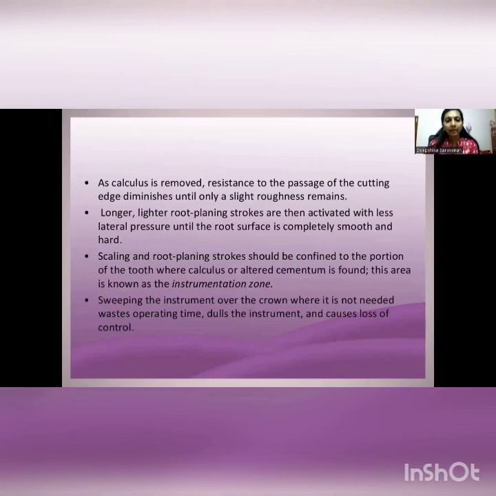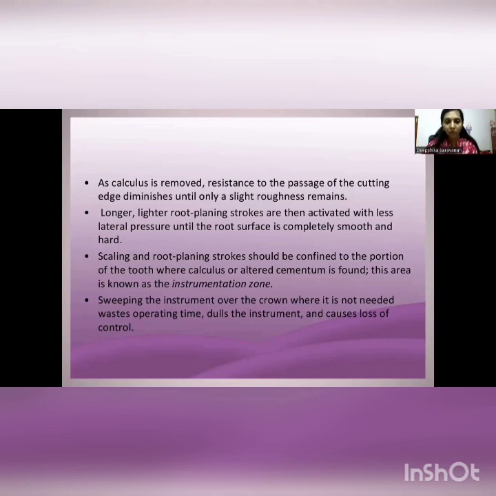Small files may be inserted to the base to crush the deposits, but it's easier to remove them with a curette. As calculus is removed, the resistance to the passage of the cutting edge diminishes. So longer, lighter root planing strokes are activated with lateral pressure. Scaling and root planing strokes should always be confined to that portion of the tooth where there is calculus and altered cementum. This is known as the instrumentation zone. This is a very important viva question.